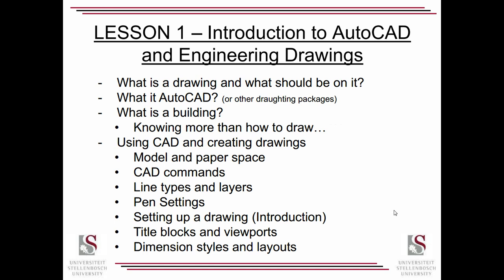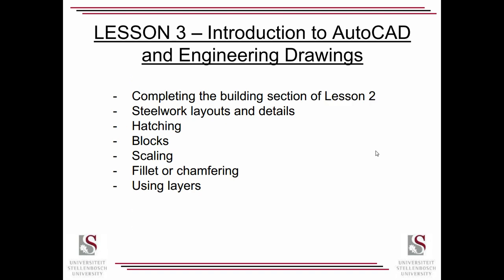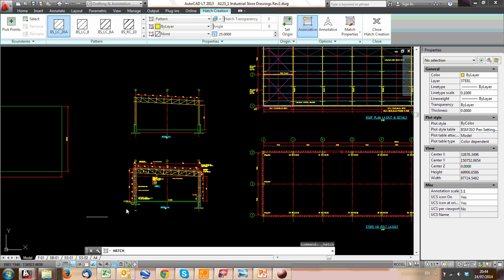Lesson 1, where we were introduced to AutoCAD and general interfaces. The second lesson, where we started learning about buildings, sheeting lines, setting out buildings, and the basic drawing tools. What we're going to get into now is completing the building details we did in lesson 2. We're going to start learning more about steelwork layouts. We're going to do some hatching, setting up blocks, scaling, fillet and chamfering, layers, and the likes. So let's get going. Let's swap across to AutoCAD here and get going.